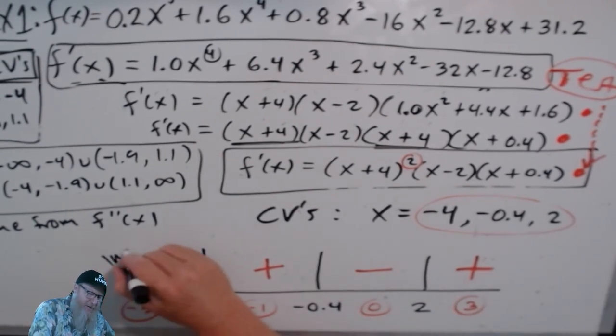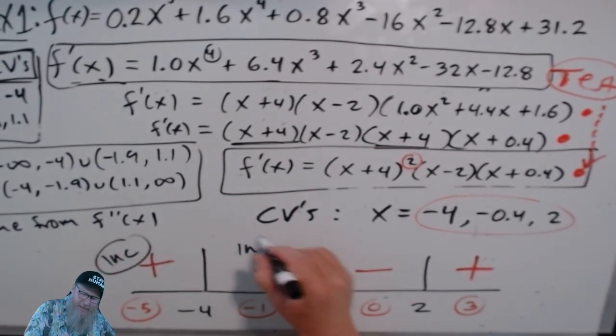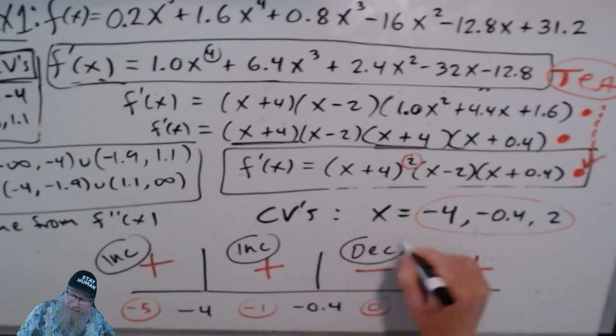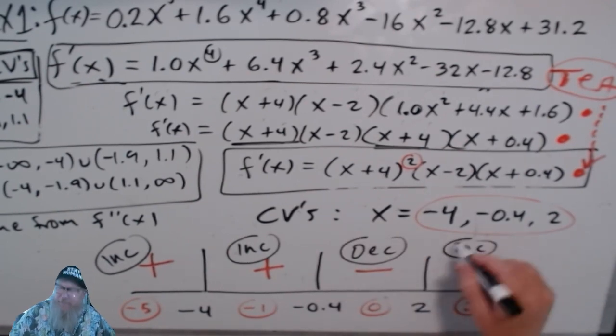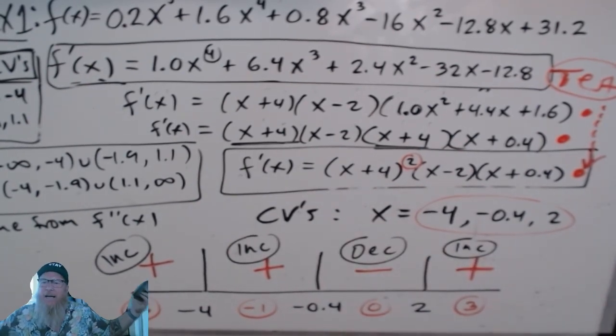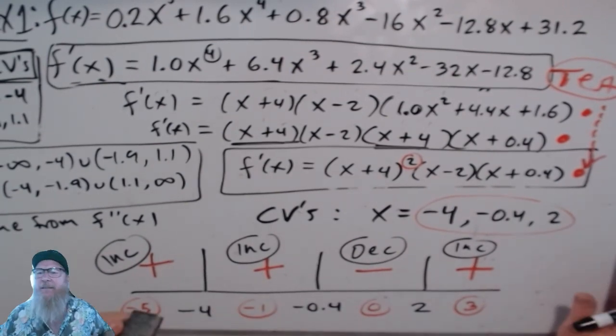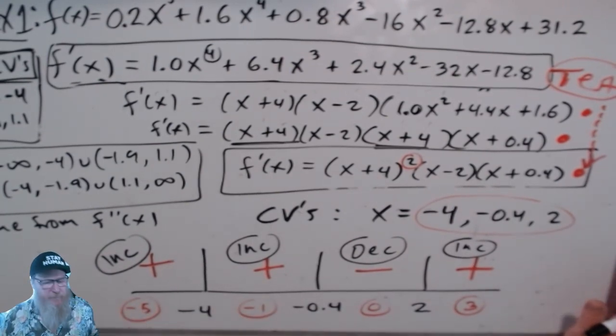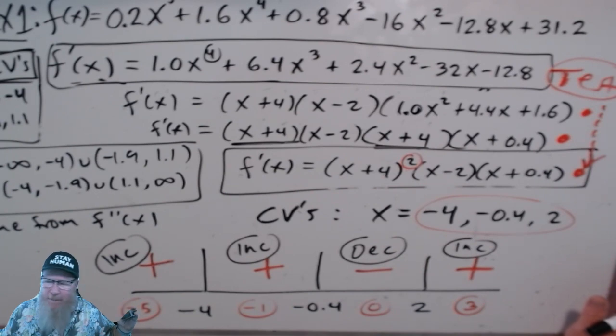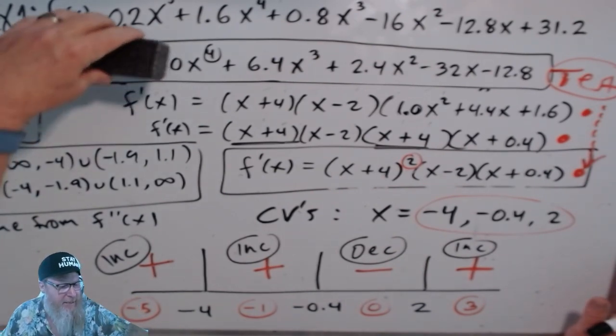So we have increasing, decreasing, increasing. And now we're ready to graph. Finally, after all that work, we are ready to graph. What do I erase? I can erase all this now.